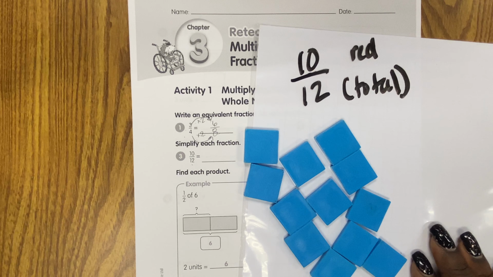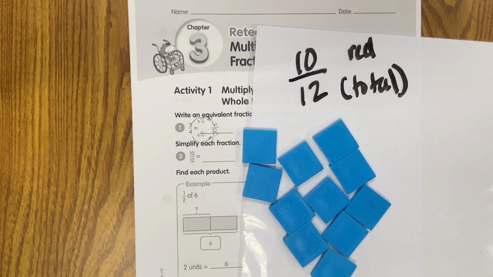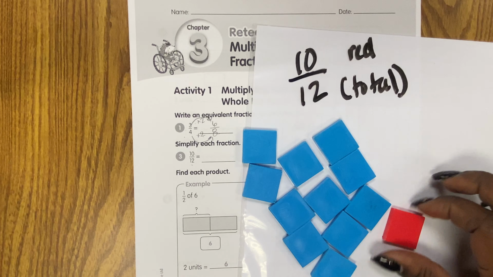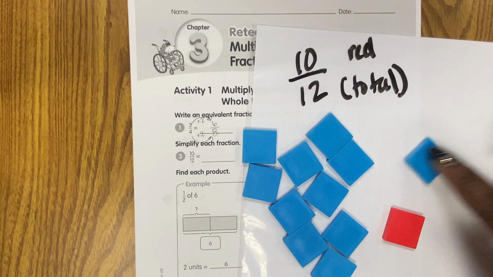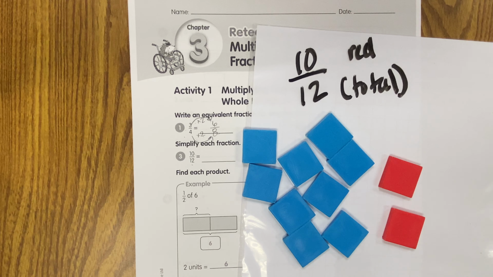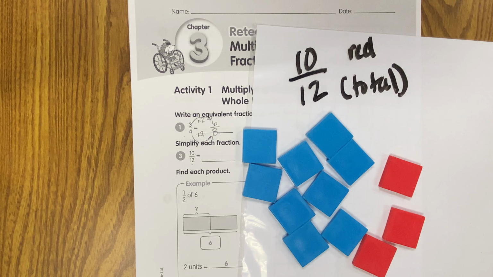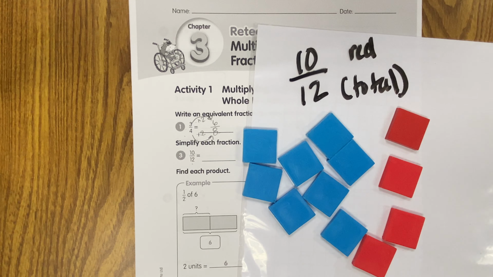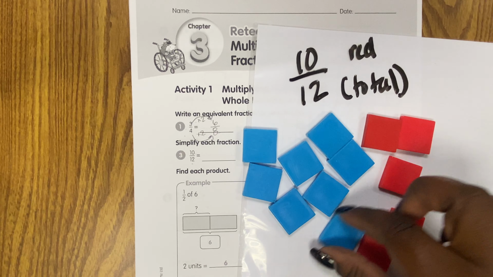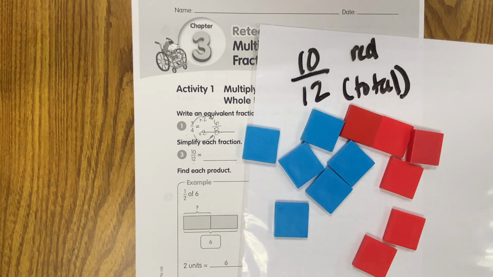So I'm going to start exchanging. For this 1/12, I'm going to take it out and exchange it for 1 red. I'm going to take out this 12th and exchange it for another red. And I'm going to continue to do this until I have 10 red. The reason I'm taking this one at a time is because I'm going to go back and count to make sure that I have the correct amount.